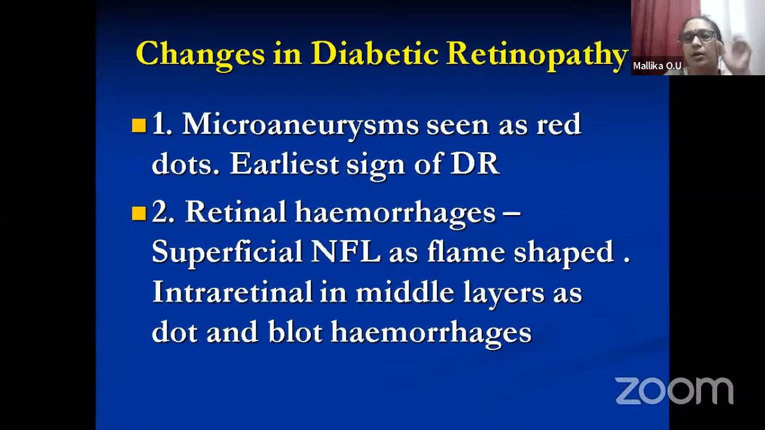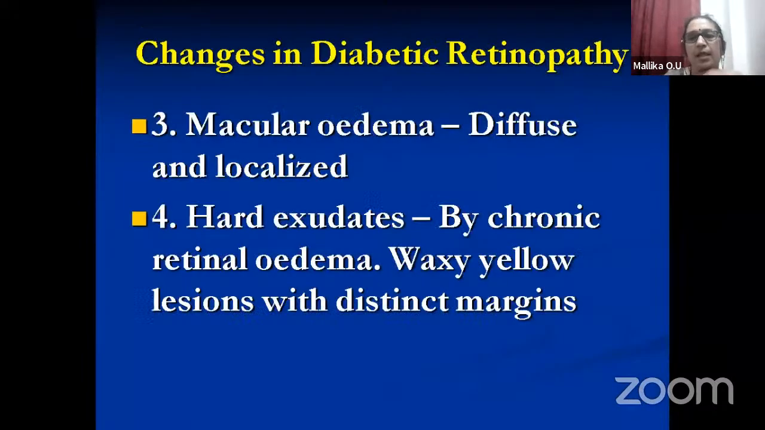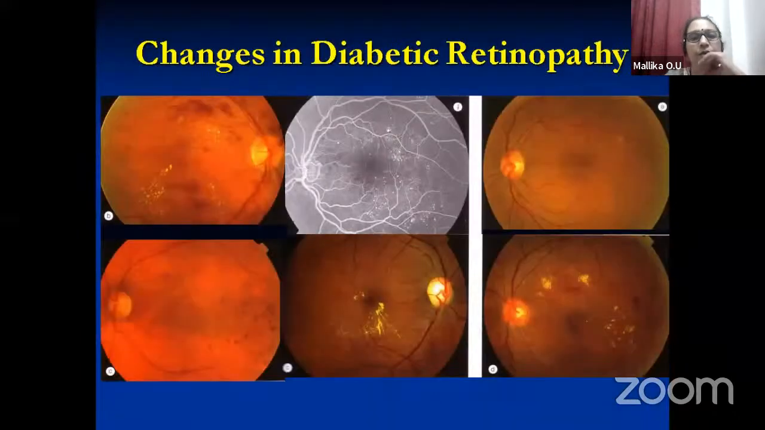If the hemorrhages occur in the middle compact layers, that is the inner nuclear layer, they form dot and blot hemorrhages. Another thing is macular edema because of the leakage of the plasma through the capillary wall. And later this edema can become chronic retinal edema and can lead on to hard exudate formation. So these are a few changes that occur in diabetic retinopathy.